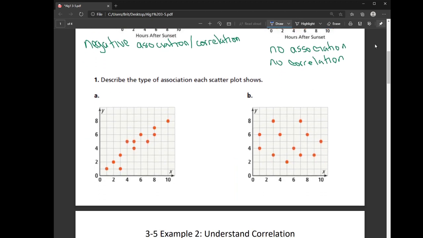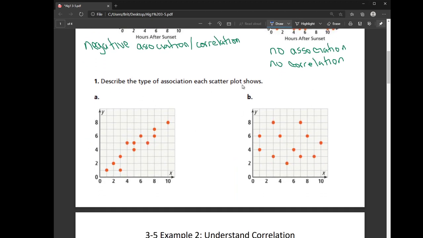So let's take a look at this one. So this one just says describe the type of association that is shown. So you can see that these points, they're generally trending upward like that, right? I can kind of fit a trend line here. So these ones have a positive correlation or association. You could call it an association if you want. And it's probably relatively close to 1, maybe like 0.75 or something.